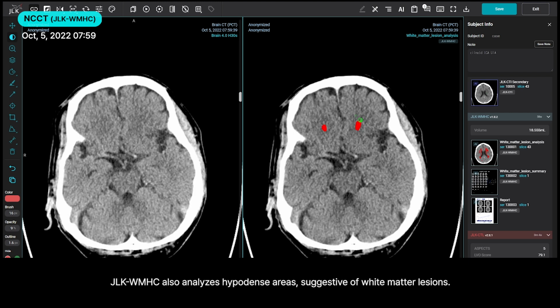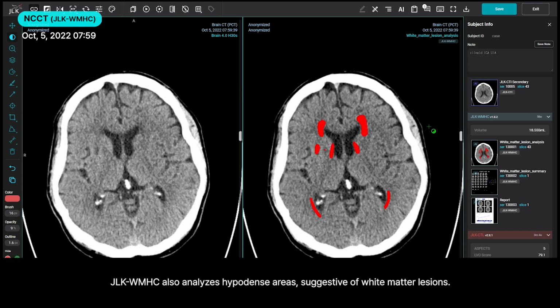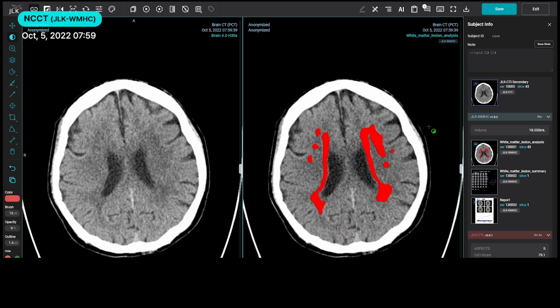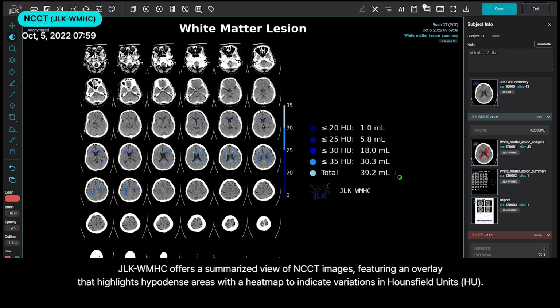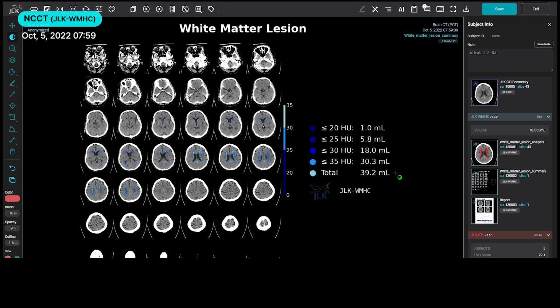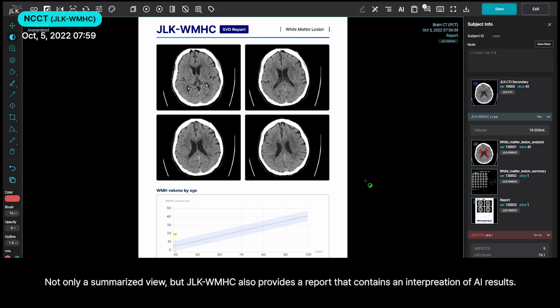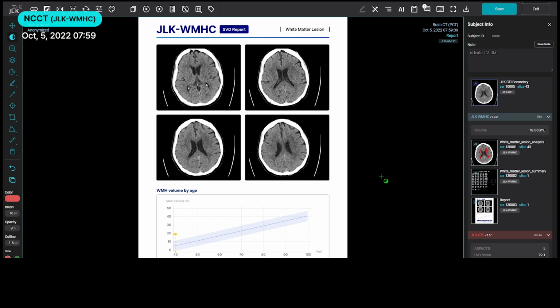JLK-WMH also analyzes hypodense areas suggestive of white matter lesions. JLK-WMH offers a summarized view of NCCT images, featuring an overlay that highlights hypodense areas with a heat map to indicate variations in Hounsfield units. Not only a summarized view, but JLK-WMH also provides a report that contains an interpretation of AI results. From this report, medical staff can explain AI results to patients with more ease.